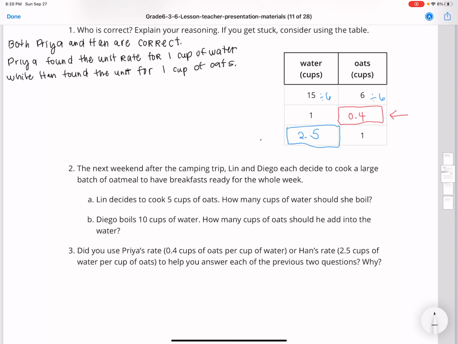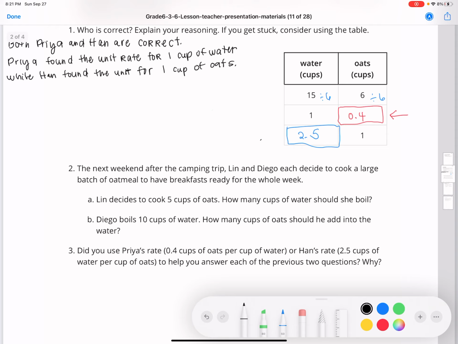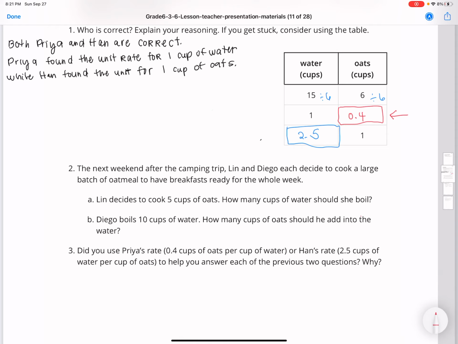Diego, on the other hand, decided to boil 10 cups of water. How many cups of oats should he add into the water? Okay, so let's try to solve this. I'm going to use red for A, and for B, I'll use blue. So Lynn wants to cook 5 cups of oats. Now, I could reference back to this ratio table and decide what ratio would work best for me.